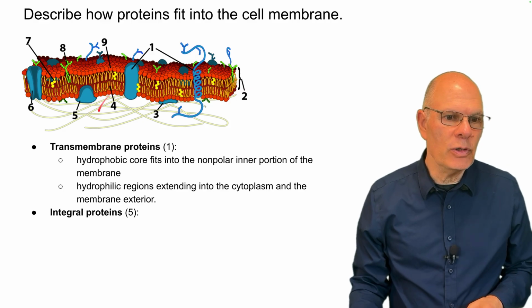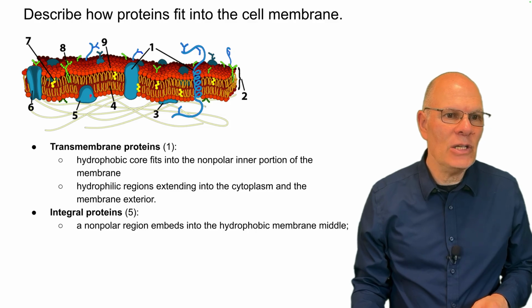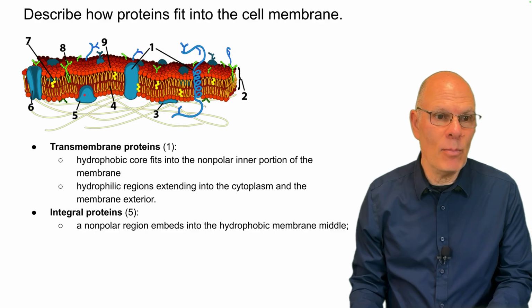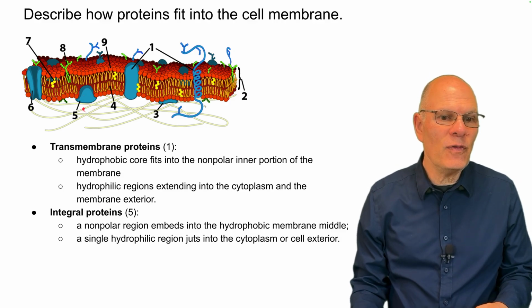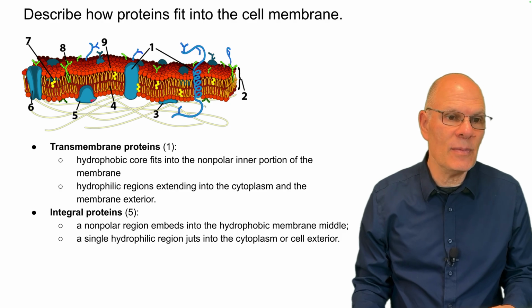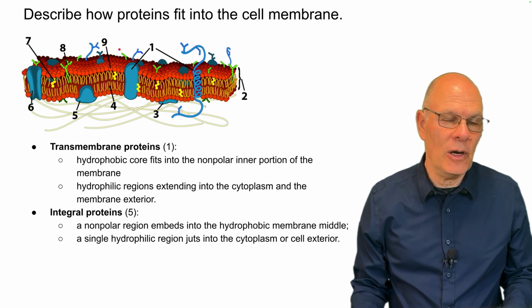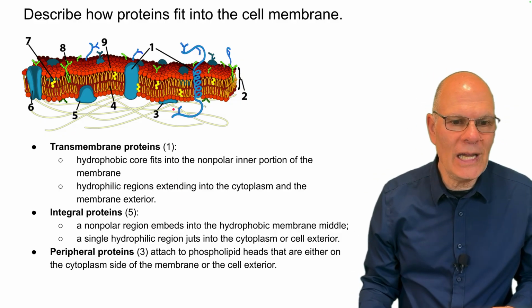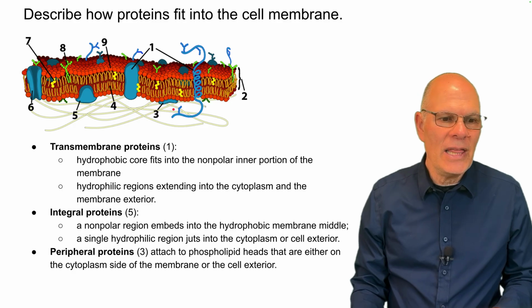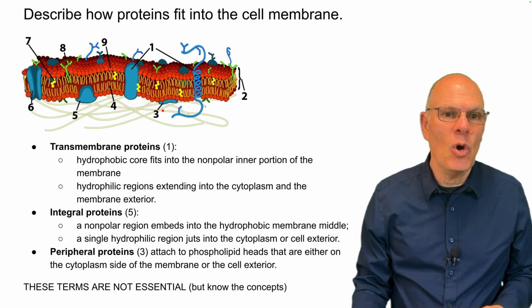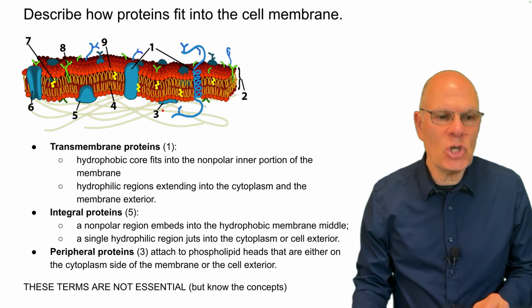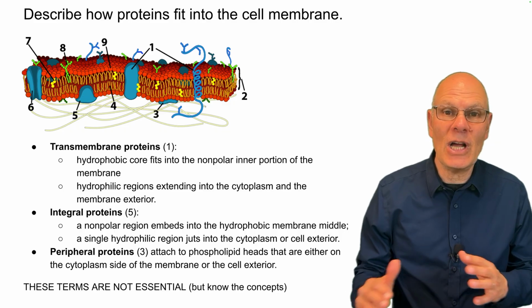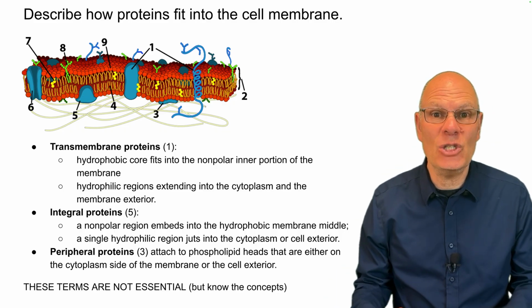There are integral proteins, such as the one at 5, and these proteins would have a nonpolar region that extends into the hydrophobic membrane middle and a single hydrophilic region that juts into the cytoplasm, as this one does, or into the cell exterior. And then finally, you have peripheral proteins, like this one that's shown at 3, and they attach to phospholipid heads that are either on the cytoplasmic side of the membrane or in the cell exterior. These terms, transmembrane, integral, peripheral, they're not important in and of themselves, but you should be able to understand the concept of how things fit into the membrane.